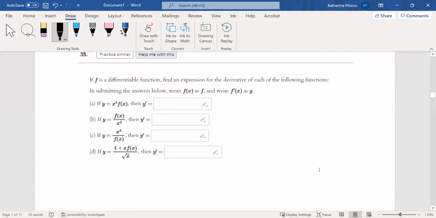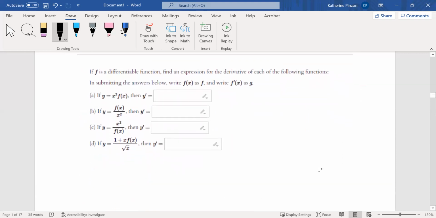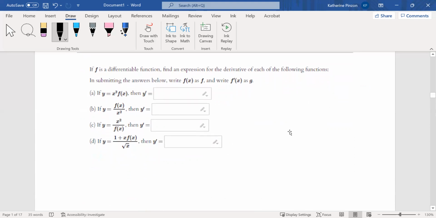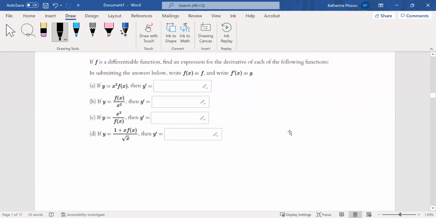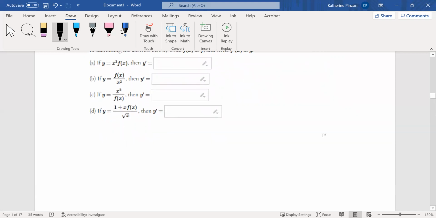Okay, 35. We're going in random order. It's fine. 35. If f is a differentiable function, find an expression for the derivative of each of the following functions. In submitting the answers, write f of x as f and f prime of x as g. So when we write the answers, I'm going to have to remember that.